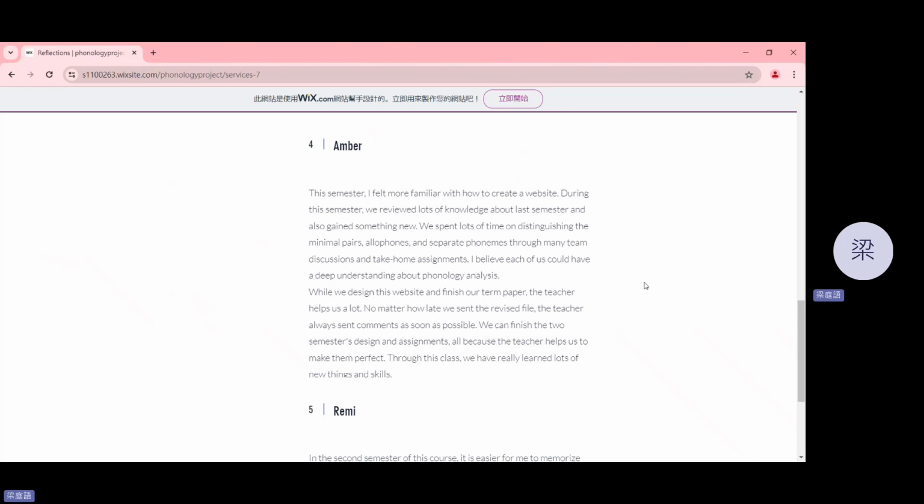While we designed this website and finished our term paper, the teacher helped us a lot. No matter how late we sent the revised files, the teacher always sent comments as soon as possible. We could finish the two semesters of design and assignments all because the teacher helped us make them perfect. Through this class, we have really learned lots of new things and skills.